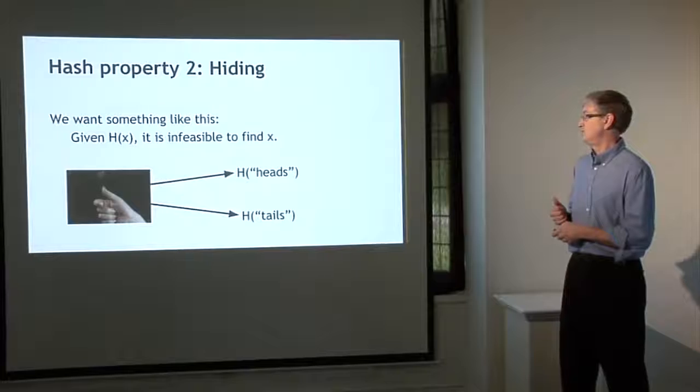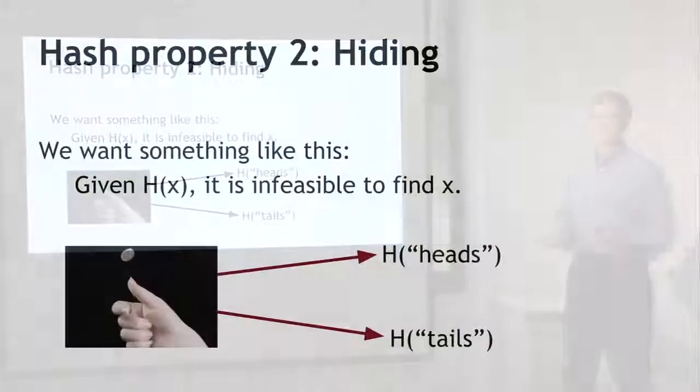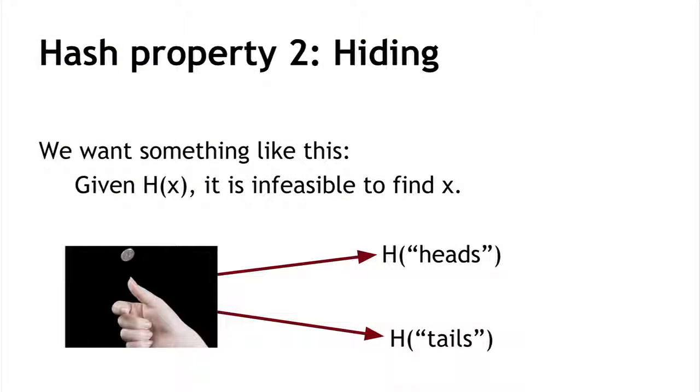Here, we're going to do an experiment where we flip a coin, and if the result of the coin flip was heads, we return the hash of the string heads, and if the result was tails, we return the hash of the string tails. Now we ask someone who didn't see the coin flip but only saw this hash output to figure out what the string was that was hashed. That, of course, is going to be easy. It's easy to find x.